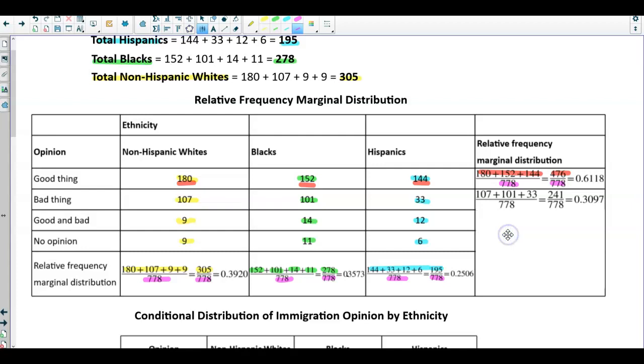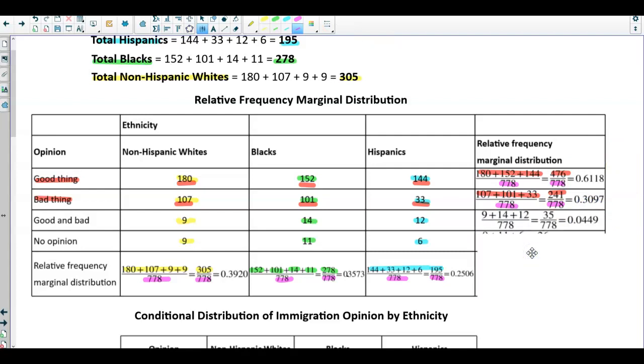Next, we take the row for bad thing: 107, 101, and 33. When we add those together, it gives us 241. We divide it by the table total of 778 to give us 0.3097.